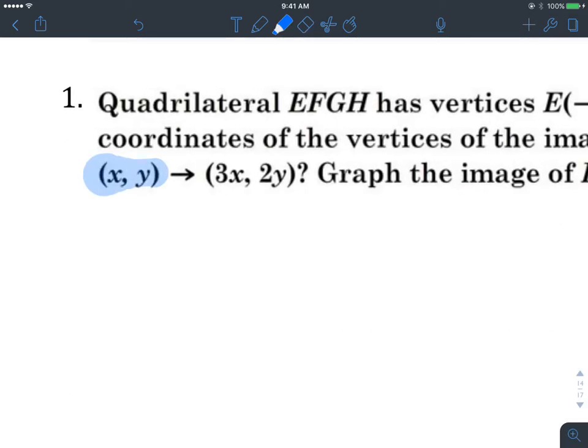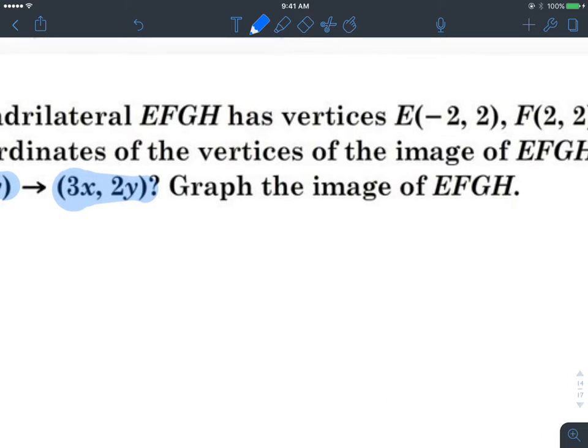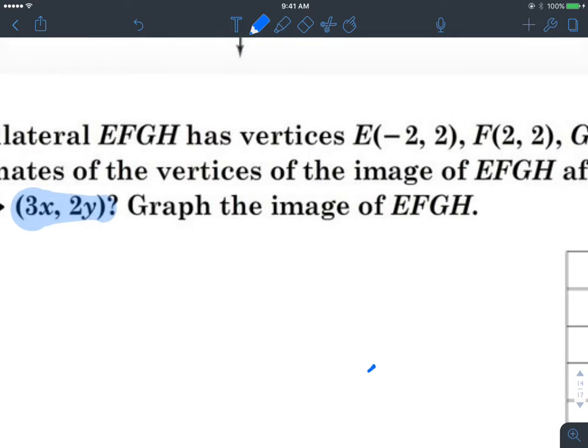So it's pretty straightforward. The notation is not really that hard. This says take each x, y. This is a little bit different than the coordinate notation that we've done a lot. But this is saying take each x comma y, and then we're going to multiply the x's by 3, and the y's by 2.